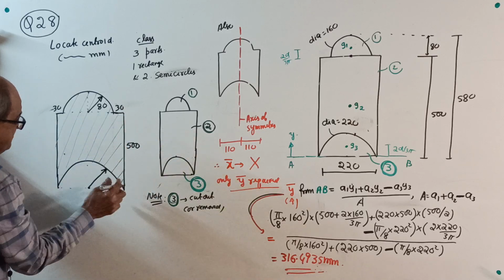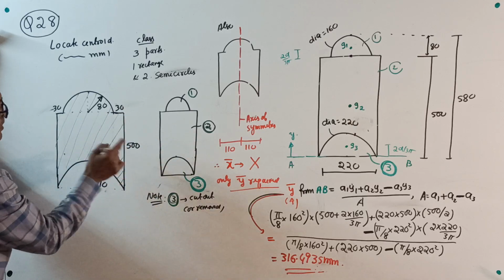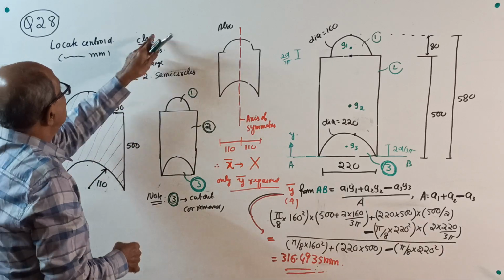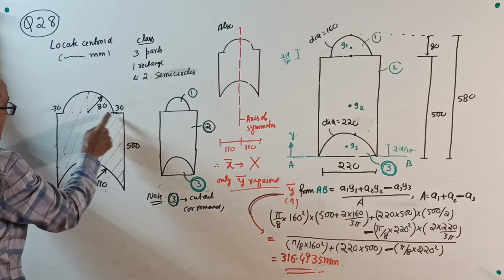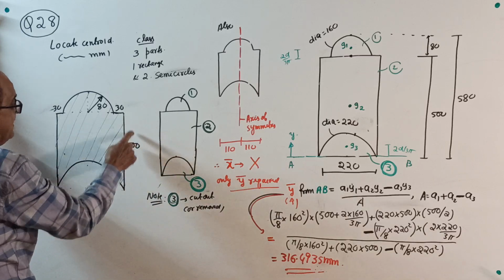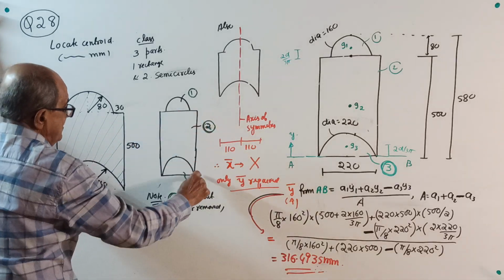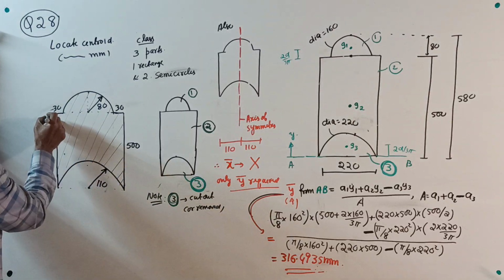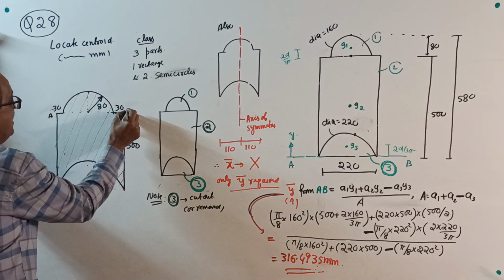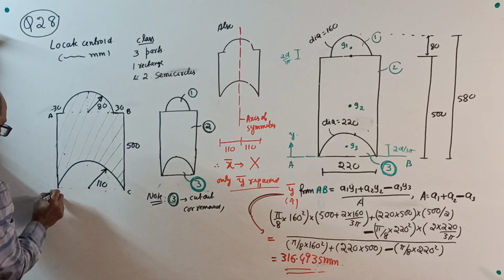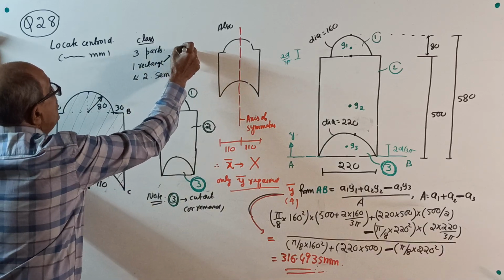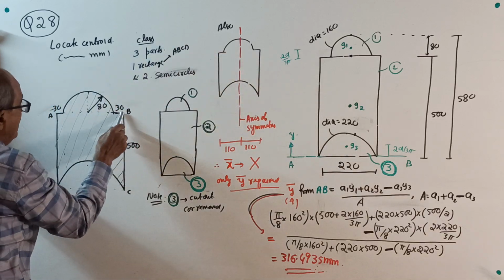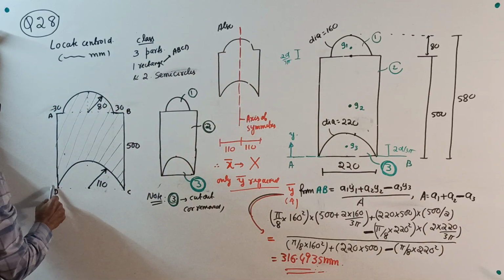And this total depth is given as 500. Class, there are 3 parts. One rectangle, see. Actually what you have to do is take one rectangle. I will take point A here, B here, C here, D here. The rectangle is ABCD. Later I will remove it. Full ABCD is one rectangle.